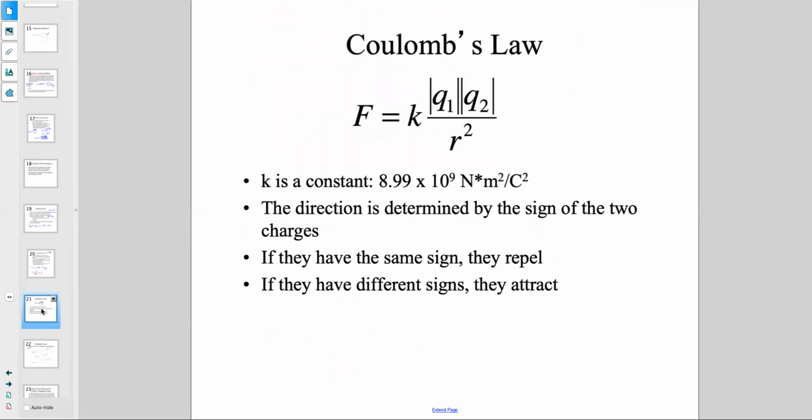So Coulomb's law, that's the law. It really looks like the gravitational law, but in our case it is F equals k Q1 Q2 over r squared. k is a constant. It's 8.9 times 10 to the 9, okay? Newton meters squared over coulomb squared. And the direction is determined by the sign of the two charges. We talked about it in previous slides. If they're the same, they'll repel. If they are different, they will attract.